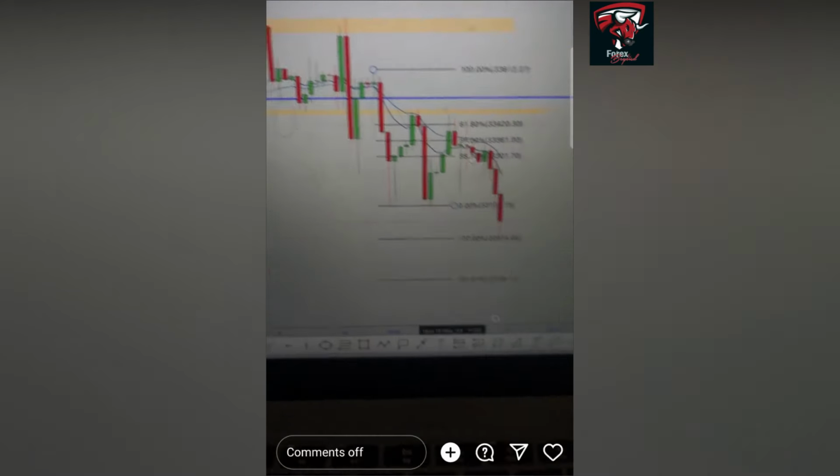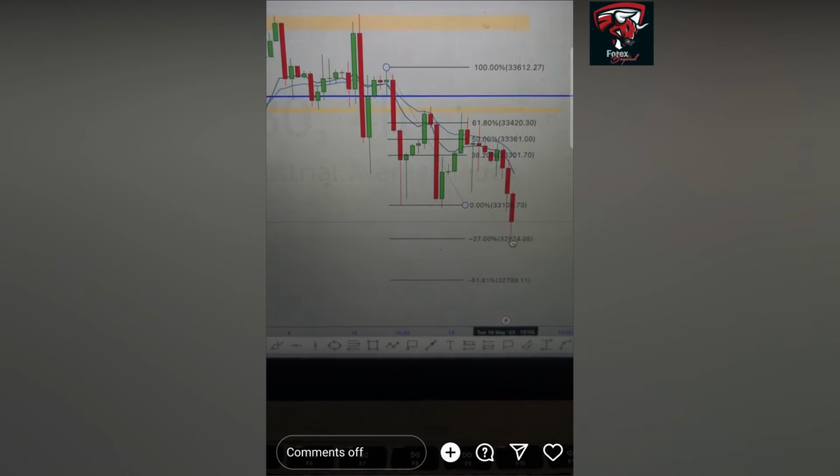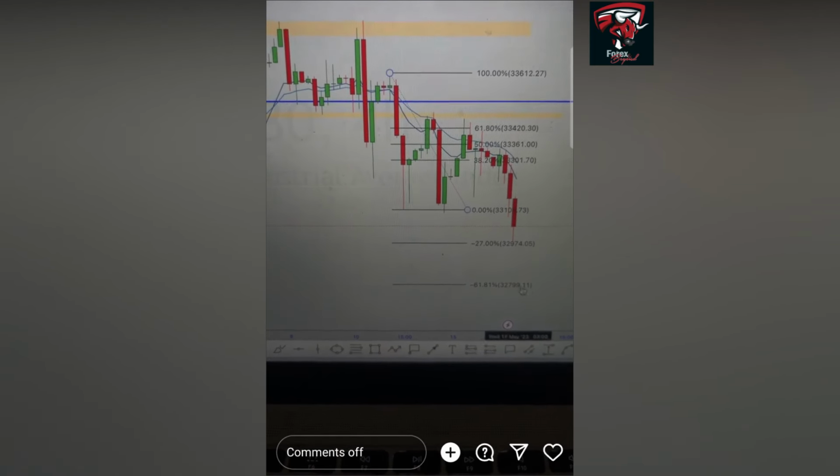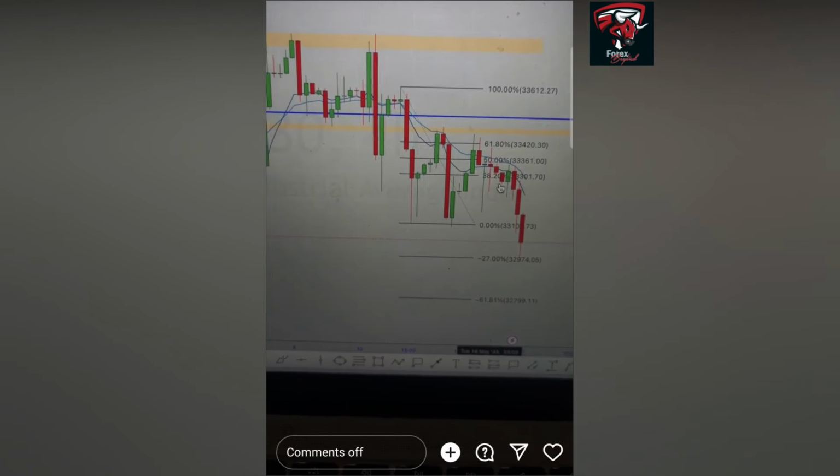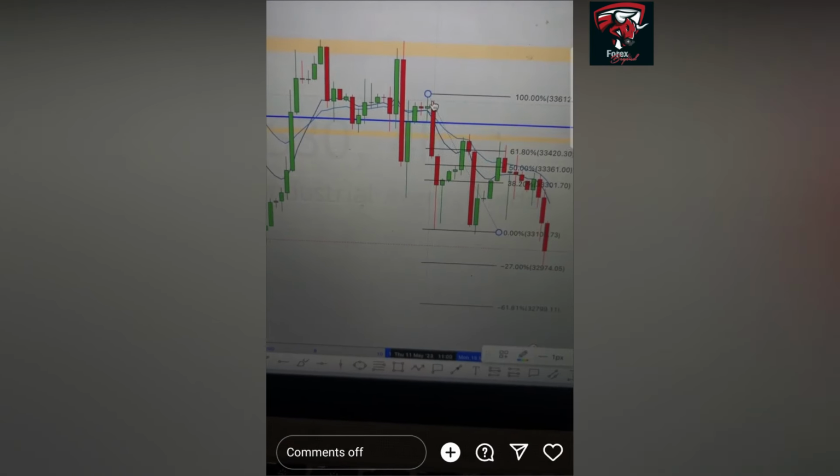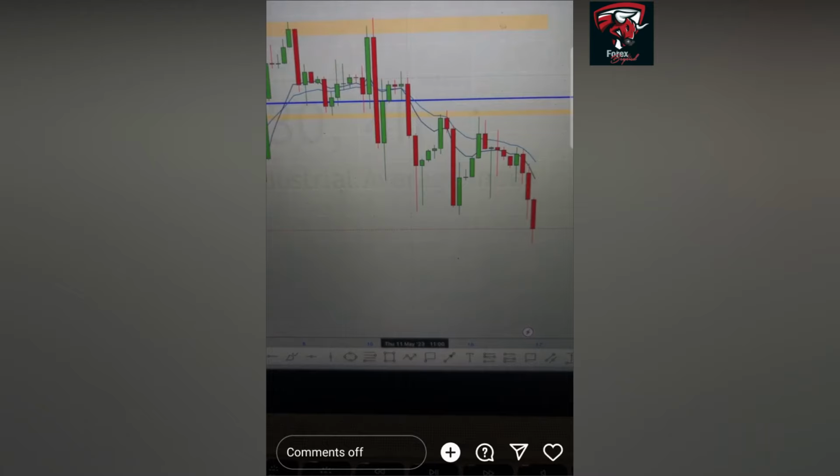exactly on that 61.8. And you can see the first target just got hit now, which explains this pullback. But obviously, we do know that overall we're still going down to that general take profit. That's basically what I see happening in this market on US 30.